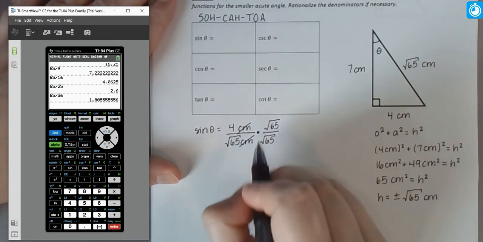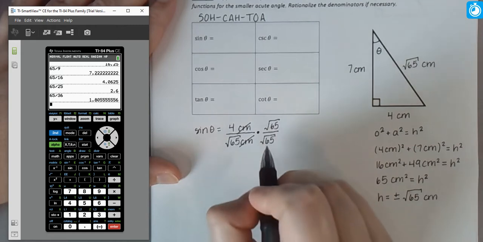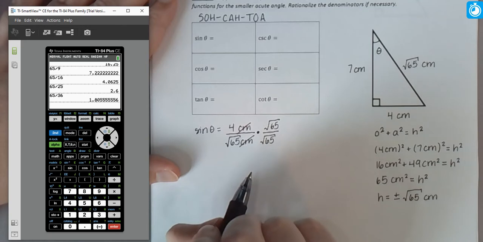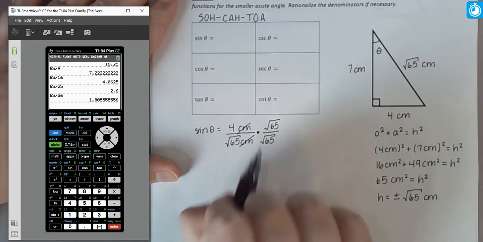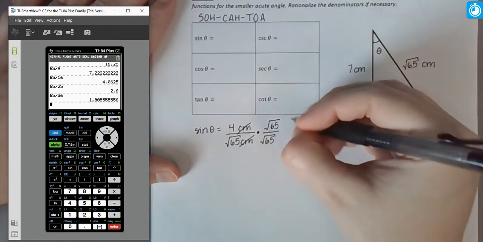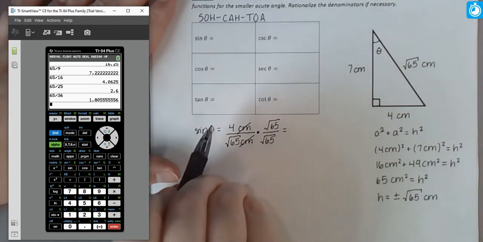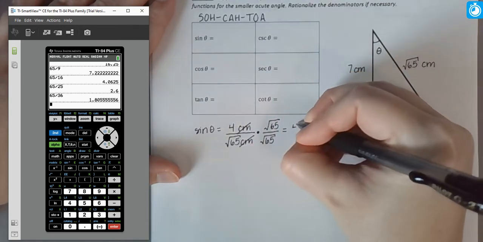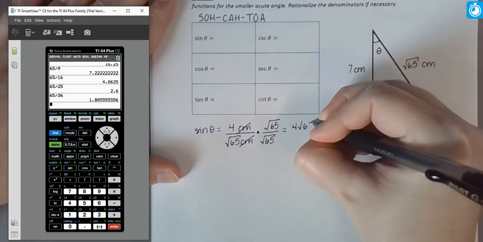Ultimately, we're just multiplying by 1. Anything divided by itself is just 1. So although we may change the structure of this expression, we're not changing its meaning because all we're doing is multiplying by 1. So what's the benefit of doing this? Well, in the numerator, we can just multiply straight across. So 4 times the square root of 65 is just 4 root 65.